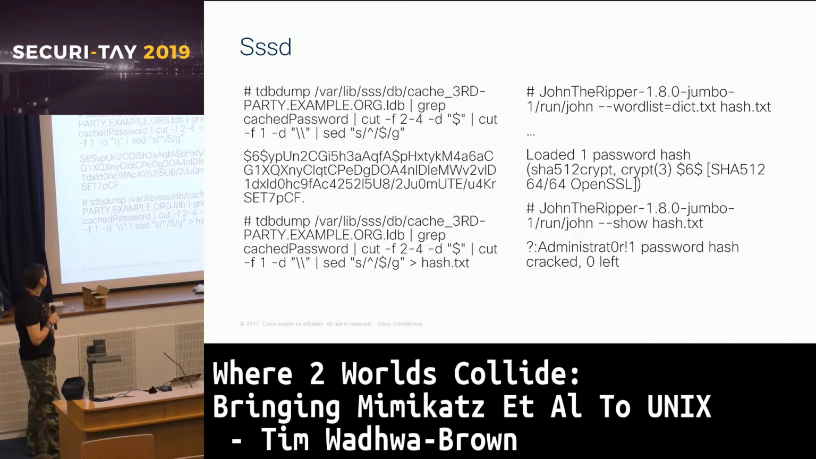You see that it's a $6 type hash, so that's SHA-512. TDB dump will quite happily allow you to pull them out in a format that you can get the hashes. John the Ripper knows about that format. It's all relatively easy, assuming that you've got all the passwords in there, or you've got a good dictionary for the customer you're going after. It's as simple as that.